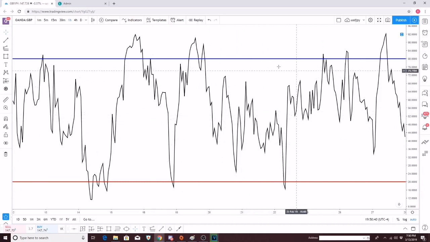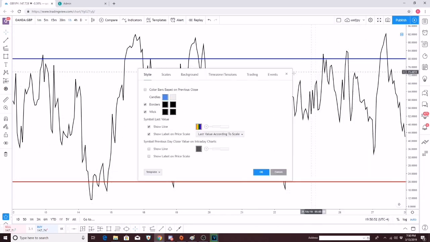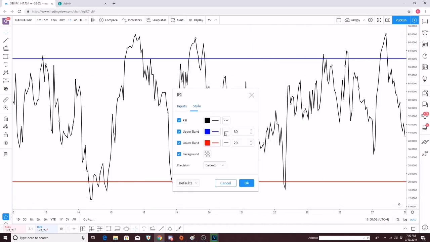So the settings I use on RSI are a little bit more extreme. I have the 80 and the 20, as normally people would use the 70 and the 30. And I also have the length at 7. So let me actually just get my settings out for the indicator. The length is at 7, and I have the 80 and the 20.